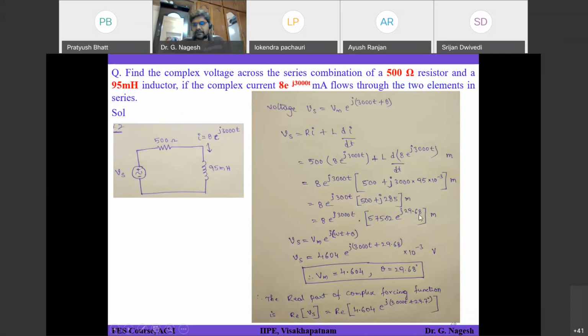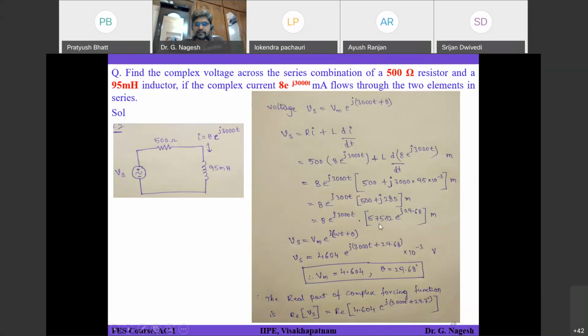That angle is 29.68. If you want, this exponential form can be converted back into the rectangular format. How? 575.52 into cos of 29.68 plus j into 575.52 into sine of 29.68. If you do that, you will come back to the previous step. So you are simply converting the complex number represented in rectangular format into exponential form.